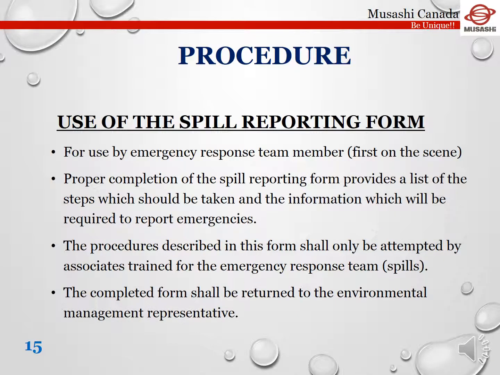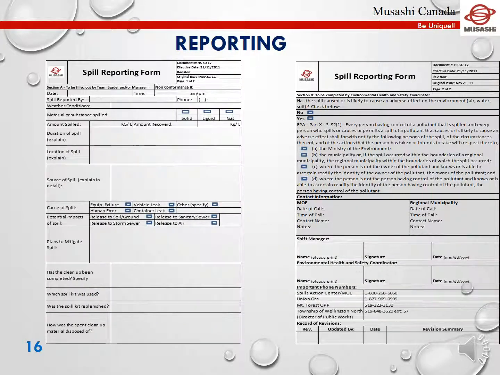Procedure: use of the spill reporting form. For use by emergency response team members. First on the scene. Proper completion of the spill reporting form provides a list of the steps which should be taken and the information which will be required to report emergencies. The procedures described in this form shall only be attempted by associates trained for the emergency response team. The completed form shall be returned to the environmental management representative. Example of a spill reporting form.